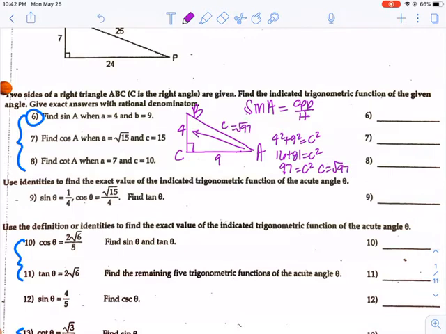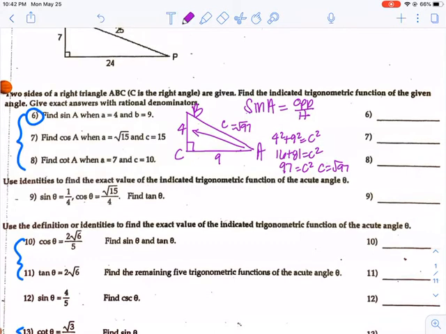So your opposite over hypotenuse: my opposite was 4, hypotenuse rad 97. And then we just want to rationalize it. You don't want to leave the radical on the bottom. So multiply by rad 97 over rad 97. So 4 rad 97 over 97. And for 7 and 8, you're going to do the same thing. Set up the right triangle. Label the sides. Use Pythagorean theorem to find the third side. And then find the trig function that they're asking about.